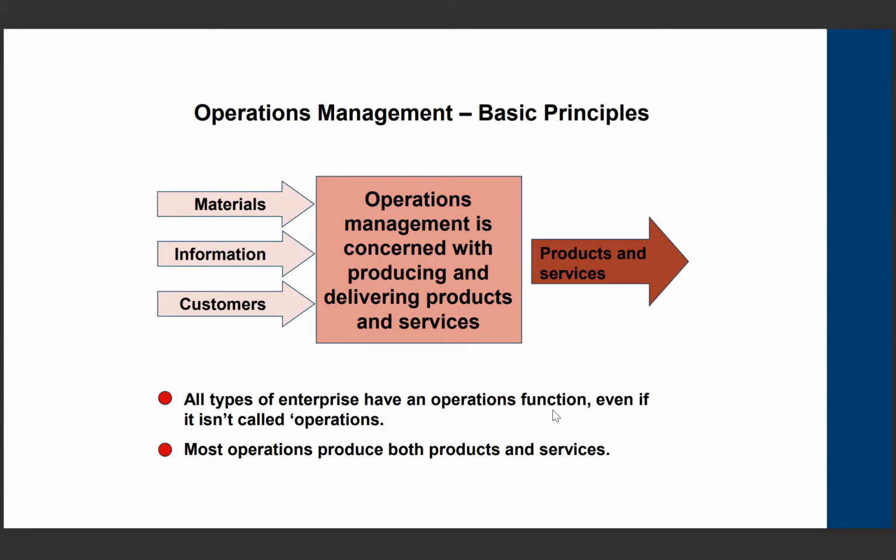The basic principle is that operations management is concerned with producing and delivering products and services. As we discussed earlier, we convert our materials, information, and customers into products and services. Almost every enterprise has an operations function. It's necessary, even though it isn't specifically called an operations function. It may be called a process function or something else, but the operations function is necessary for any type of business.